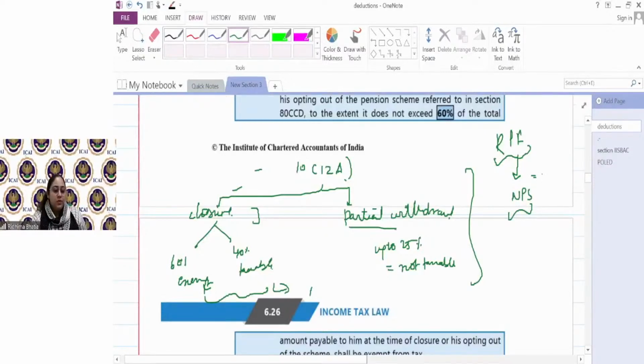सो दिस ट्रांसफर इज अगेन नॉट टैक्सेबल. This transfer is not taxable. This is it about your NPS. ये 10-12A में about the withdrawal amount. Any doubt from NPS, guys?